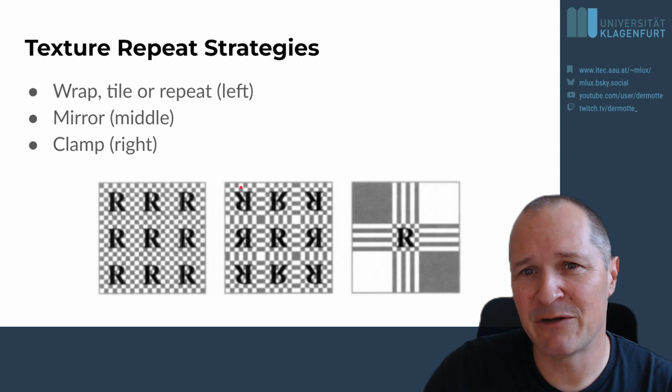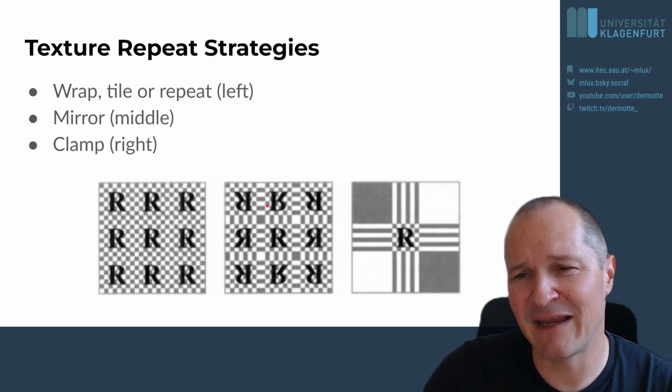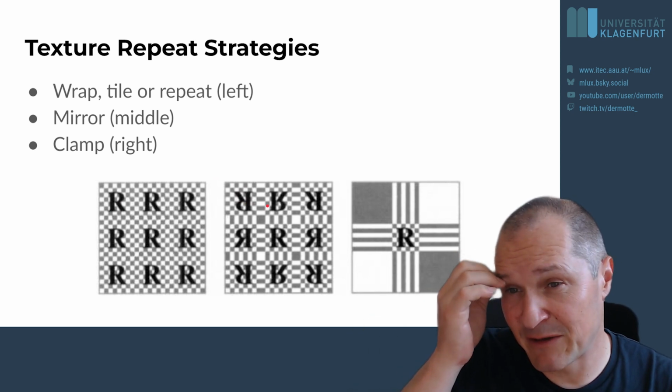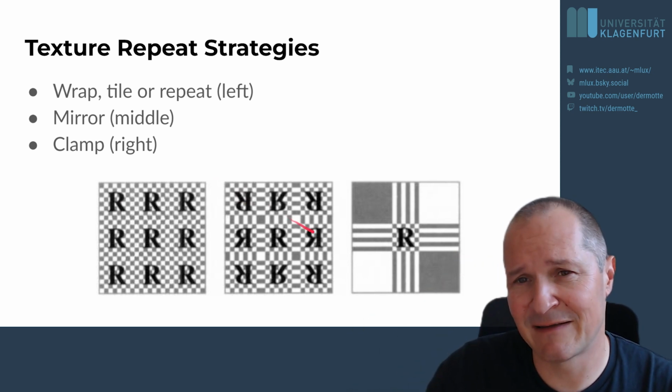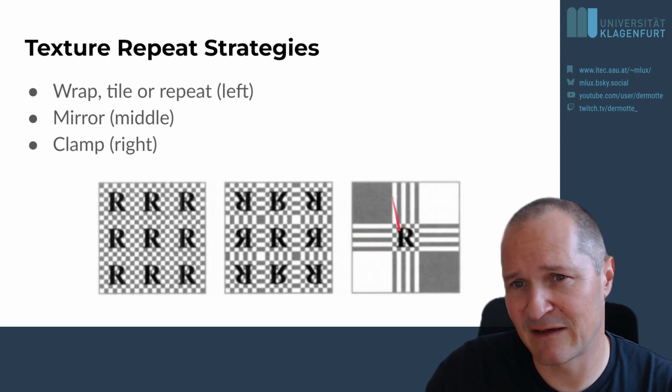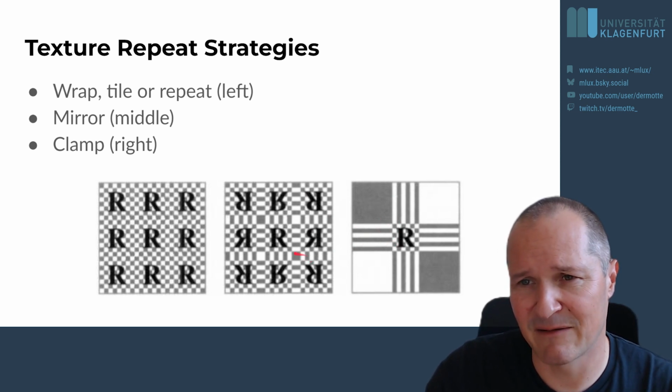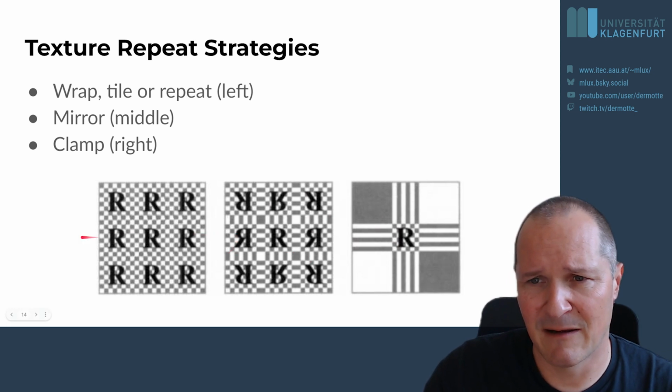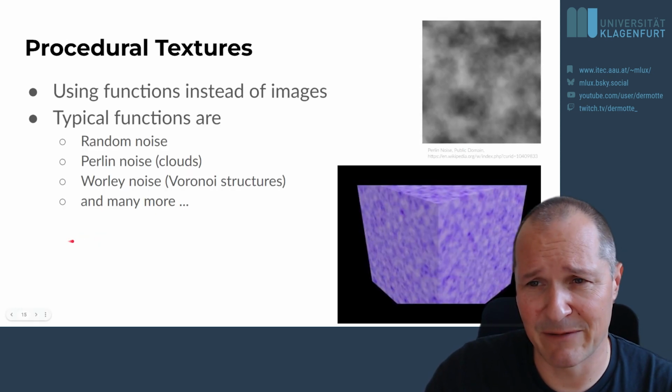You can also mirror it. That would be this one. This takes away the problem of the non-matching borders, but of course, it has other problems. And then you can clamp it so that you basically just repeat the last pixel. I have no practical application of clamping.